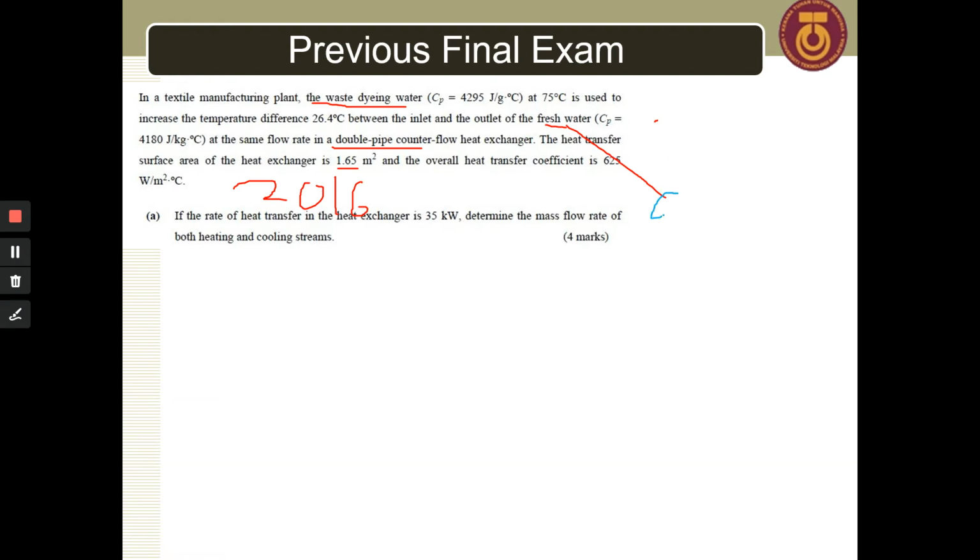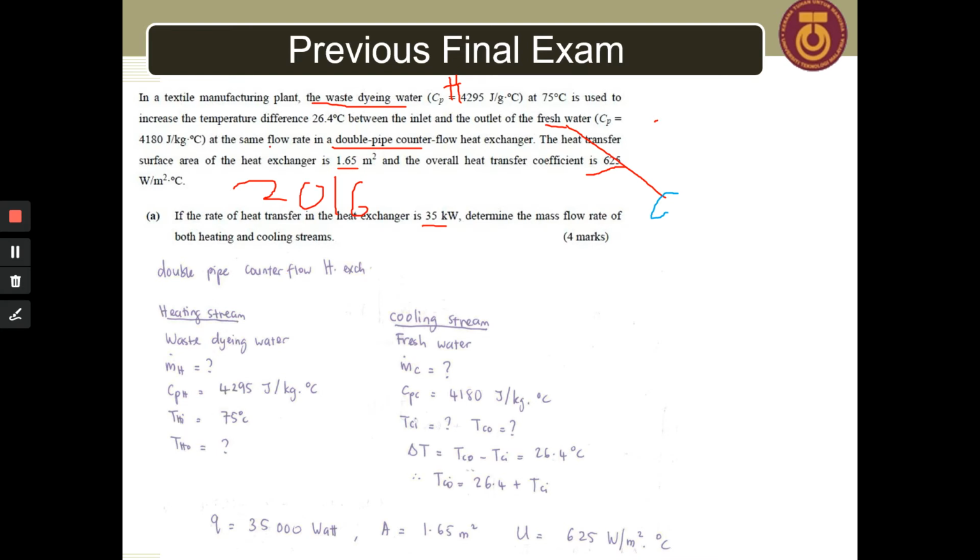Okay, fresh water here is the cooling fluid, and the wastewater here is the heating fluid. So the CPs are given for both fluids, and the temperature difference for fresh water is 26.4, and the overall coefficient is also given as 625. Okay, the first one is: if the rate of heat transfer is given, what is the mass flow rate?